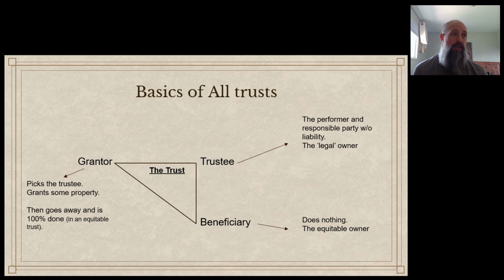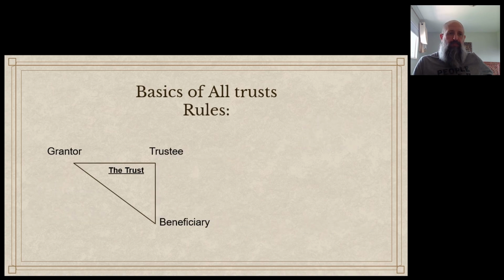So, to start the trust, the grantor will pick a trustee, and then they grant property into the trust. They give property away. And then after that occurs, the grantor doesn't have to do anything. They go away. They're done. That's the whole point of their effort in a standard trust, that they trusted somebody else to take care of something. And once they've trusted them, they've trusted them. They don't need to keep coming back, and they shouldn't. Grantors should be far away from your trust once they execute it.